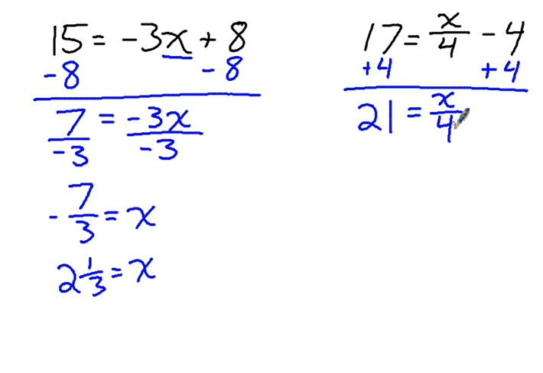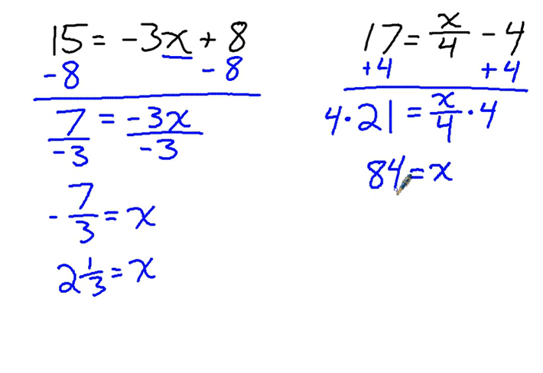Now I've got to get rid of that divide by 4, so I'm going to multiply by 4. Multiplication is the opposite of division. So x equals 4 times 21, which should get me 84. Whew, that is a big number. I'm going to double check that number because that feels a little big, a little suspicious to me.